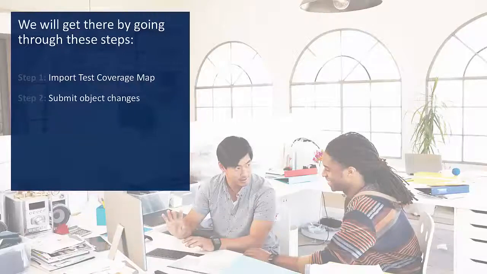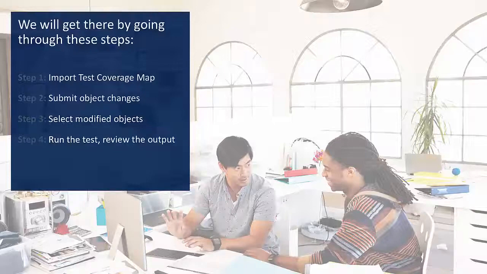Let's look at the steps we will go through in this video. First, we will import a test coverage map. A test coverage map shows application code that has been executed during specific tests. Next, we will modify a few application objects. Then we will select our test suite or those parts of the suite that are affected by modified objects. And finally, we will run the test suite and review the resulting output.